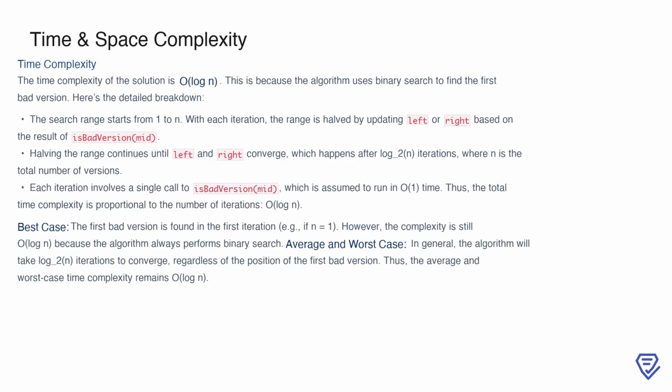Even in the best case, where the first bad version is found immediately, the algorithm still adheres to the binary search process, maintaining a logarithmic time complexity. For the average and worst cases, the process consistently requires log base 2 of n iterations, confirming that the time complexity remains O(log n) in all scenarios.